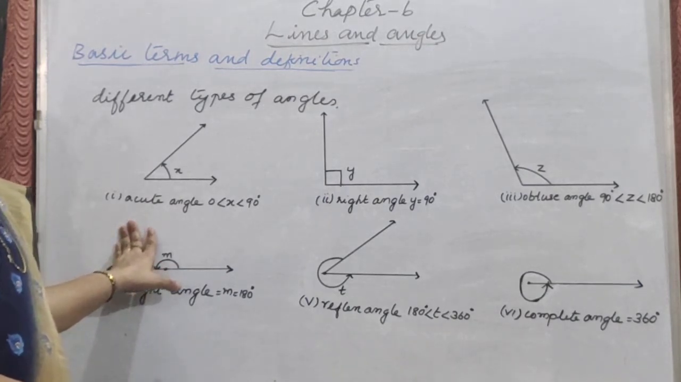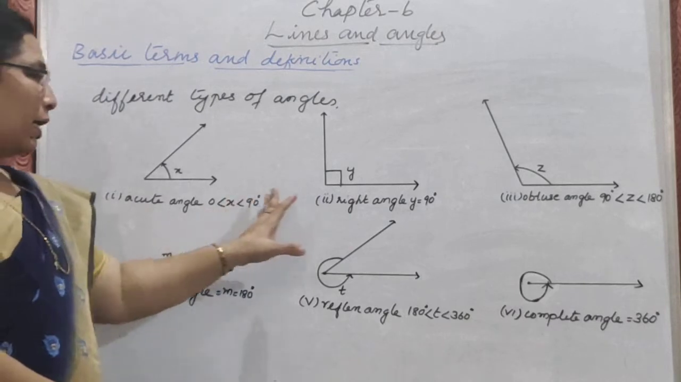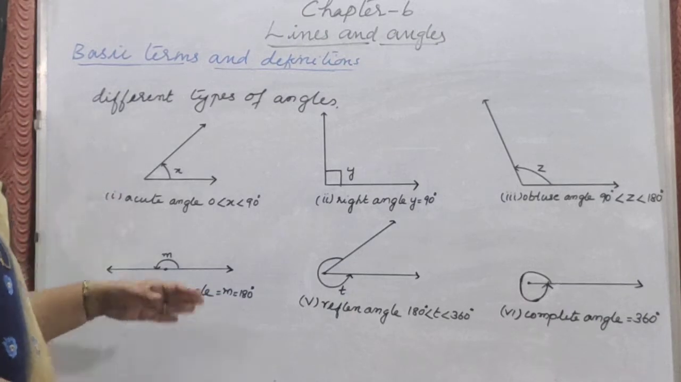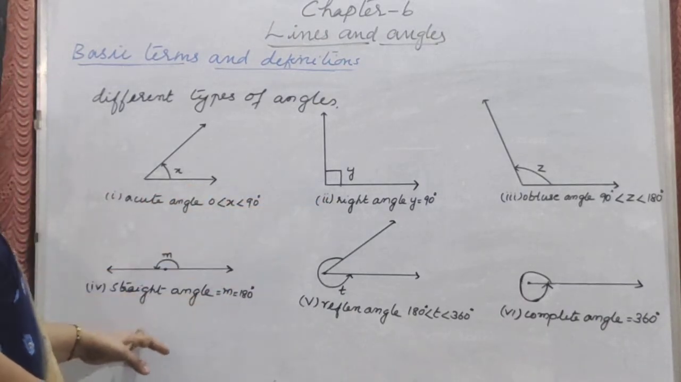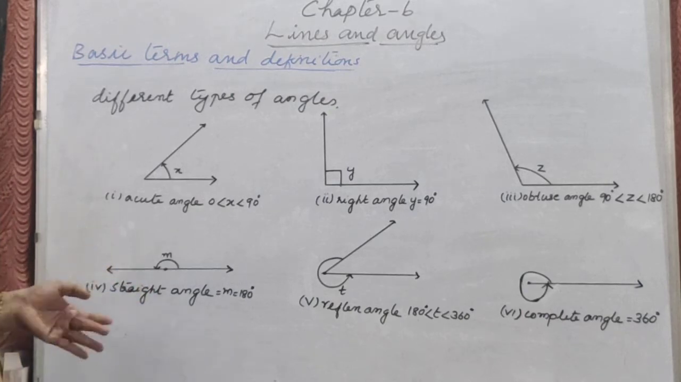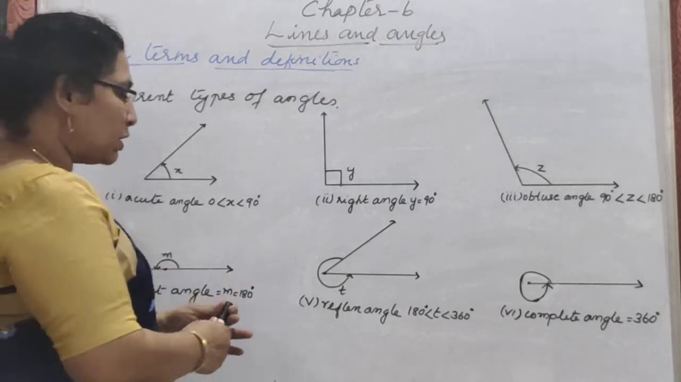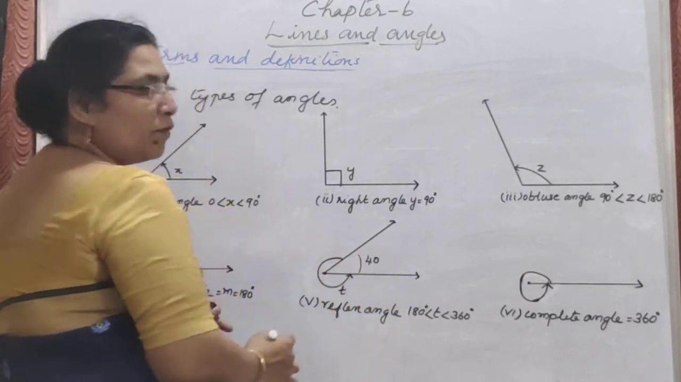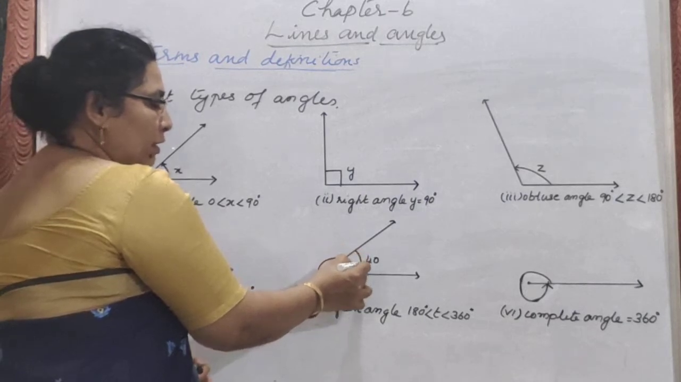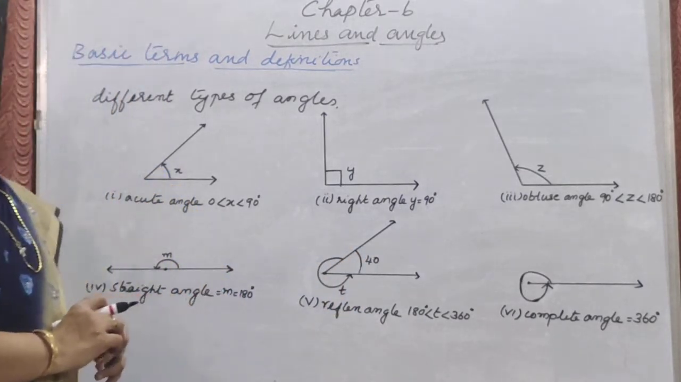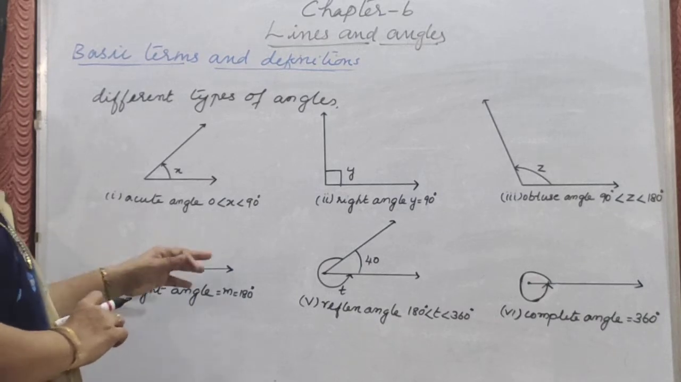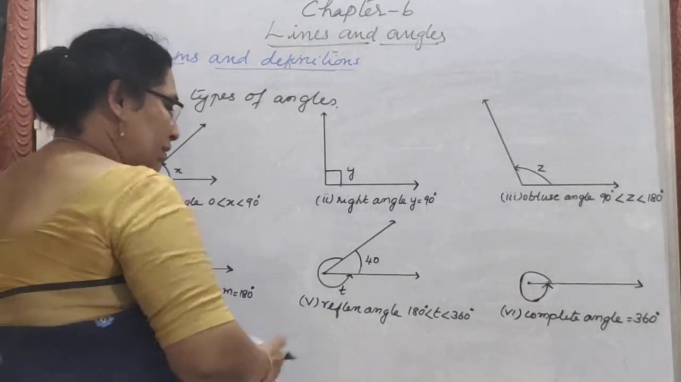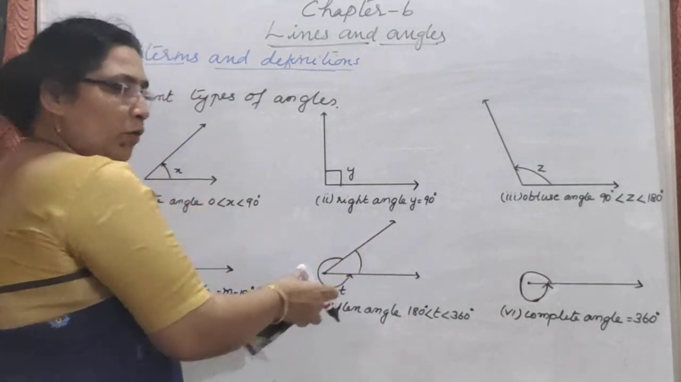I'll explain once again the different types of angles: acute angle, right angle, obtuse angle, straight angle, reflex angle and complete angle. For the acute, right, obtuse and straight angles, there is no confusion for the children, but for reflex there may be some doubt. So suppose this angle shows 40 degrees. How will we calculate the remaining angle? 360 minus 40. That will be the reflex angle, right? 360 minus 40, what is the answer? 320.